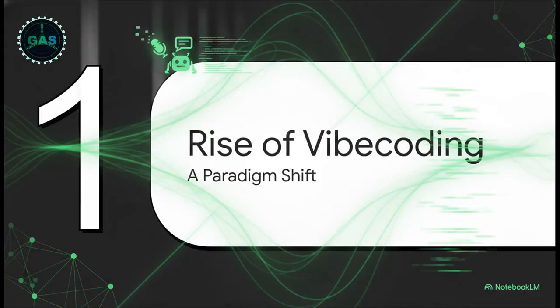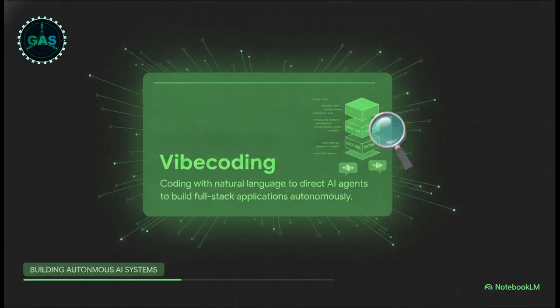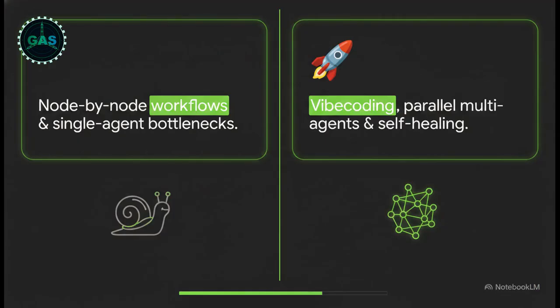All right, part 1, the rise of Vibecoding, a paradigm shift. Okay, so Vibecoding, what is it? Basically, it's the process of coding with natural language, allowing you to direct agentic AI models to autonomously build and deploy complex, full-stack applications. We've rapidly moved past those clunky drag-and-drop platforms. Now, your voice or just your everyday written language is literally your keyboard. You just describe what you want the software to do, and the AI agents go out and actually build the infrastructure to make it happen. It's wild.